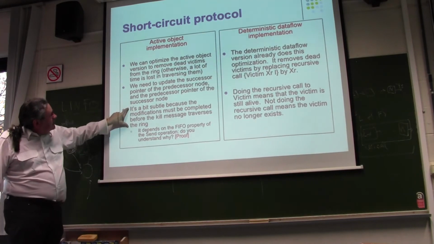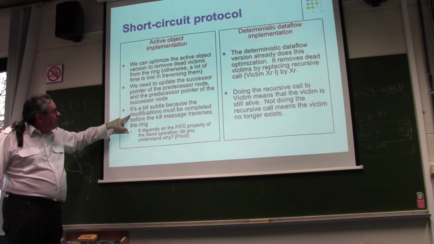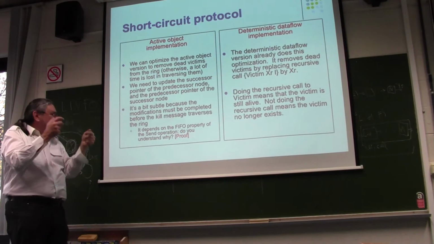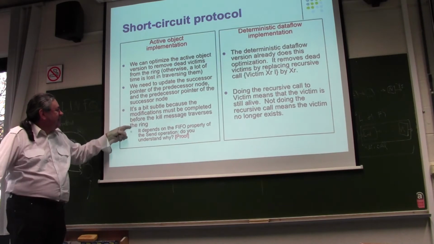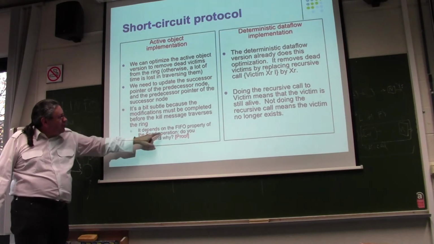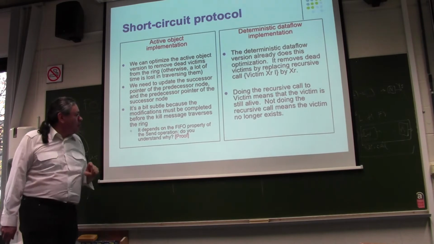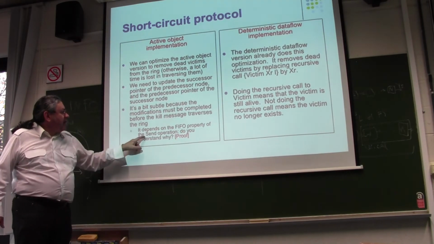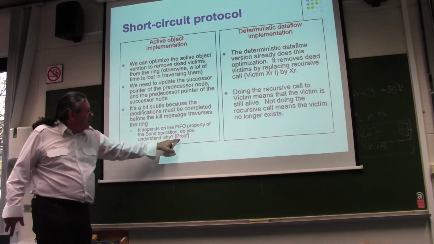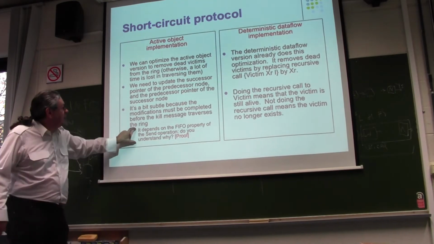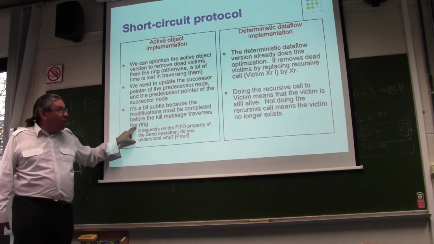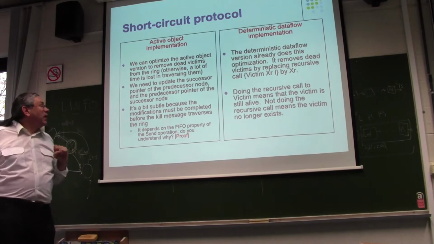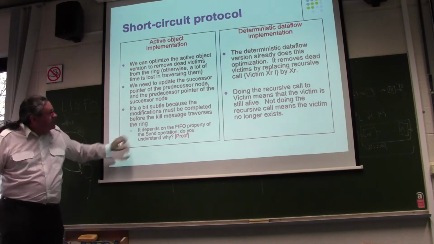And it's a little bit subtle, because you have to do the modifications before the kill message sees the new objects. So this crucially depends on the FIFO property of the send of active objects. Okay, so I assume that you understand that, that you can explain that. Why is it crucially dependent on the FIFO? Okay, but then that's fine.